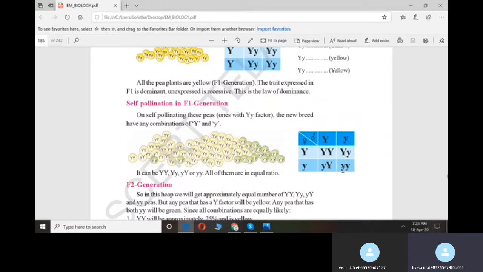He called the same characters capital Y, capital Y and small y, small y homozygous species, and these are called heterozygous because capital Y, small y. These are called heterozygous species. Okay, understood.